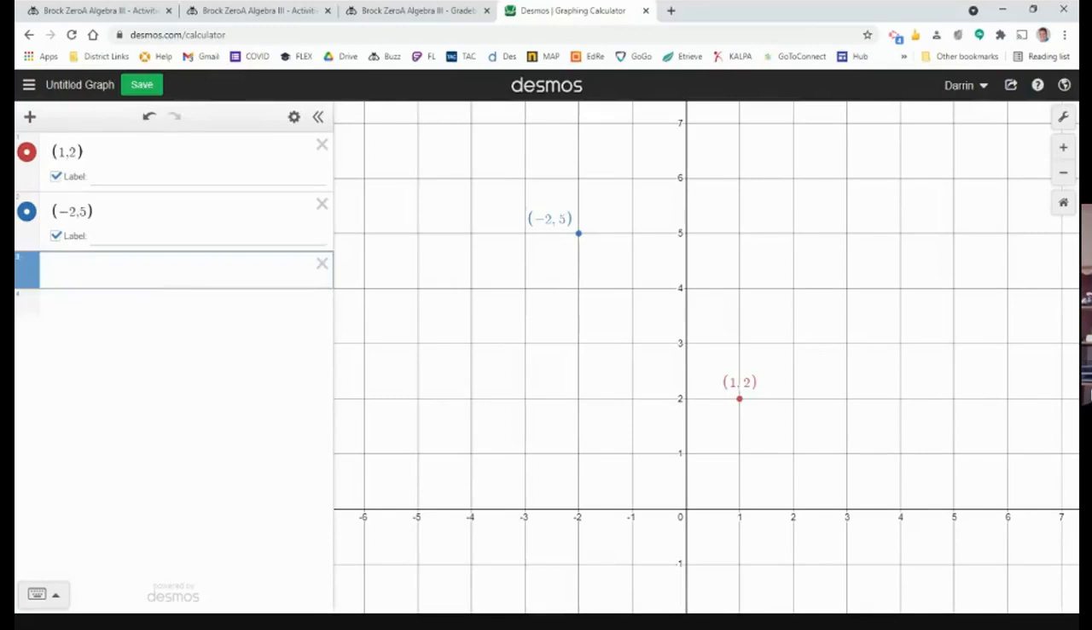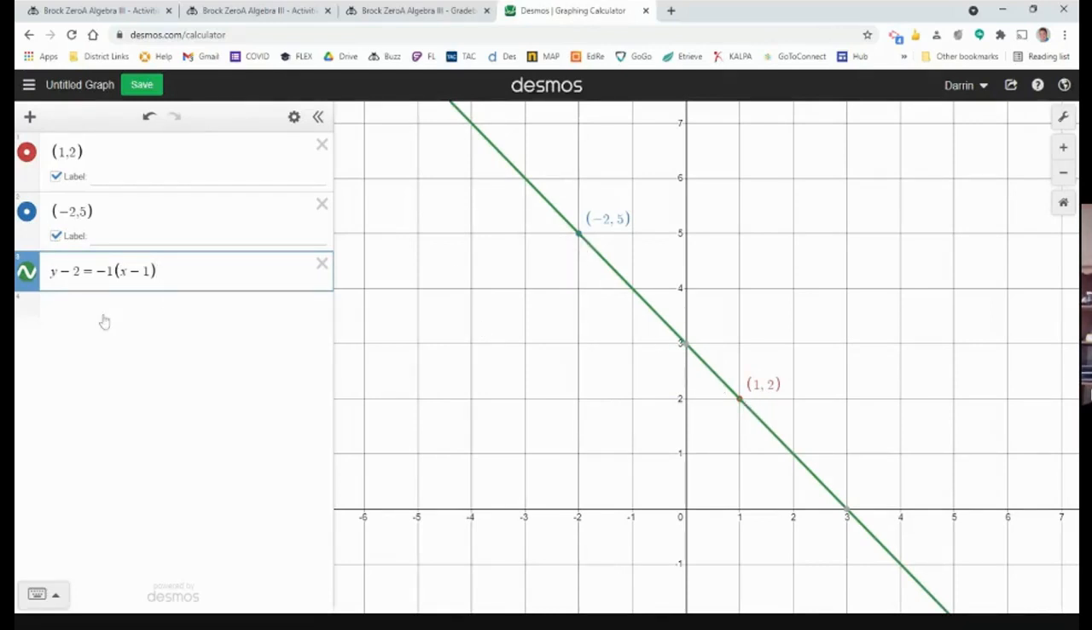Let's put the first equation of a line we had. We had y minus 2 equals negative 1 parentheses x minus 1. Look at that. That line went right through that point and through that point. It went through both points. Then we said the second equation of a line, just using the second point instead, would be y minus 5 equals negative 1 parentheses x plus 2. Look, same line. It's purple. First one's green. So either one of those is the exact same line.